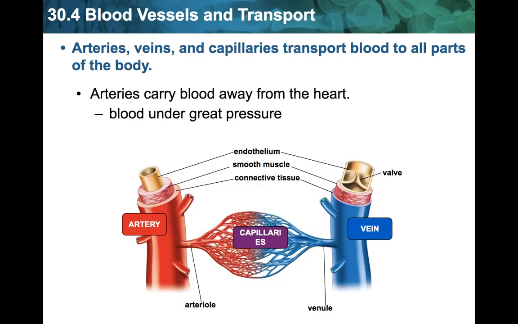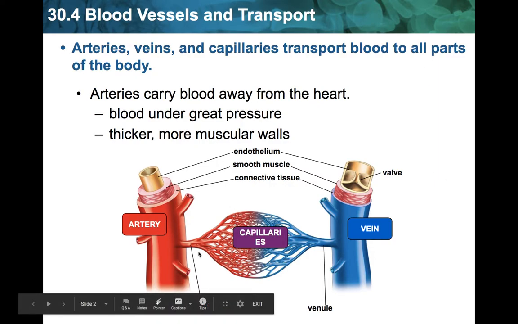Arteries, veins, and capillaries are the ones that transport blood to all parts of the body. Arteries carry blood away from the heart. We talked a little bit about that yesterday, and blood is under great pressure. Arteries are thicker and more muscular, so they have thicker walls, and as you can see here, there's also something in between the arteries and the capillaries called the arterioles, and then there's something in between the veins and the capillaries called venules.